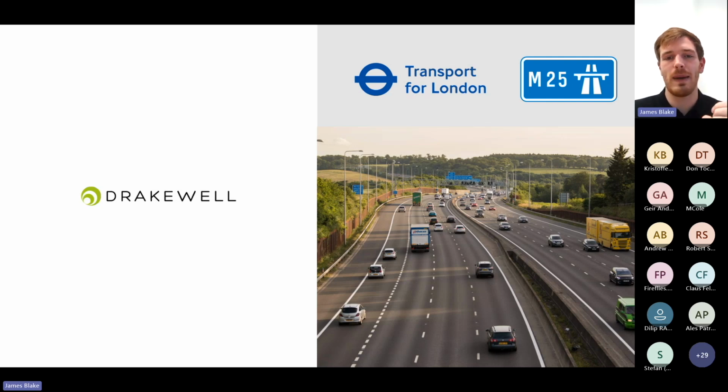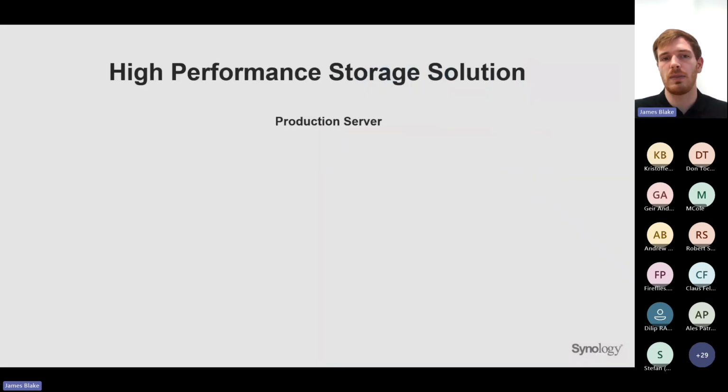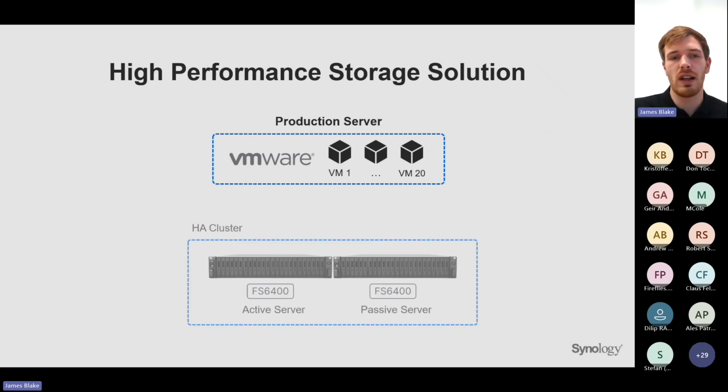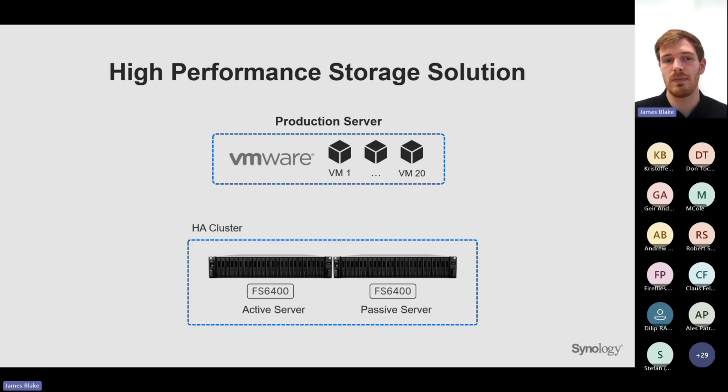The key aspect here is, yes, they are using VMware, but they're using Synology as the storage. If we look at our topology, we've got VMware running their virtual machines. They've got 20 virtual machines. What they utilize is a high availability pair of FS6400 NAS, using NFS 4.1. They don't use traditional iSCSI because that is a block storage technology. They utilize NFS, a file storage technology.